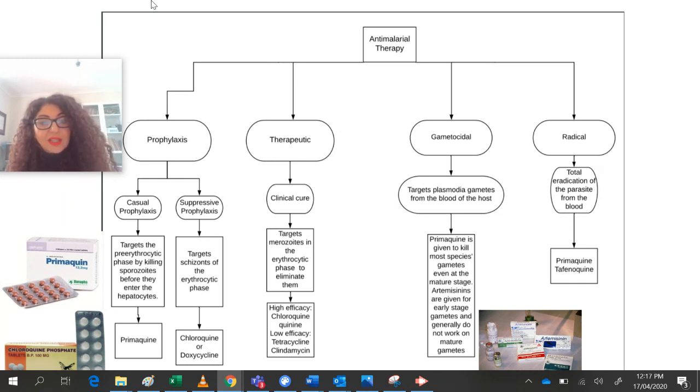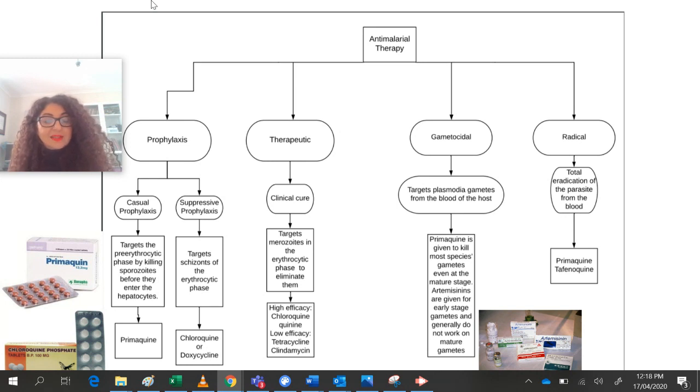Now, this one actually is a clinical cure, and it targets merozoites in the erythrocytic phase. And what it's actually trying to do is eliminate them. Now, if you want something really strong, so if we believe that this person's at risk and that they are getting really sick, then they're given something like chloroquine or quinine.